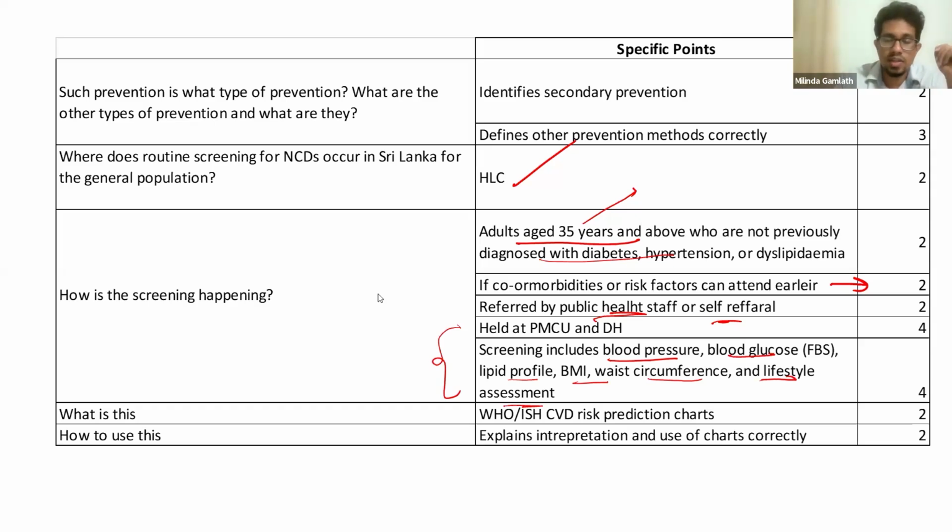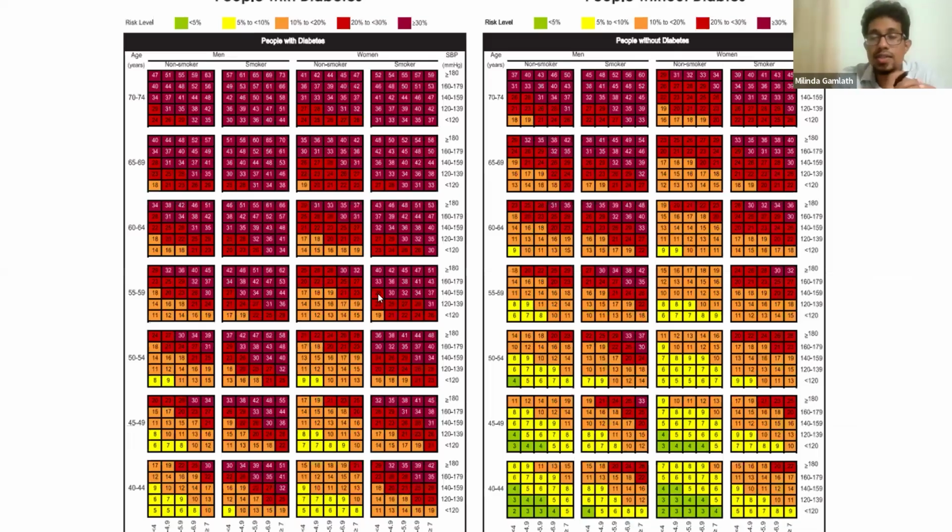So these charts, what I showed you earlier, these are called WHO charts. The proper name for this would be the CVD risk prediction charts, or the cardiovascular disease risk prediction charts. These charts actually predict your risk of having a cardiovascular event in the next 10 years, right? This is what they do. And these are in all the HLCs. They have these risk prediction charts. They are supposed to be used for every patient.